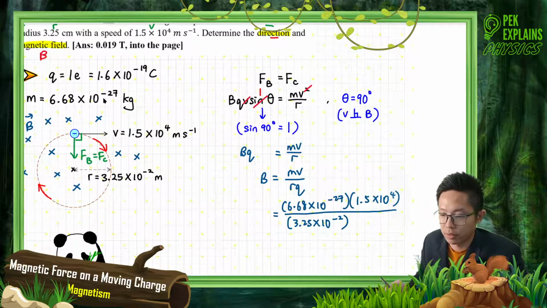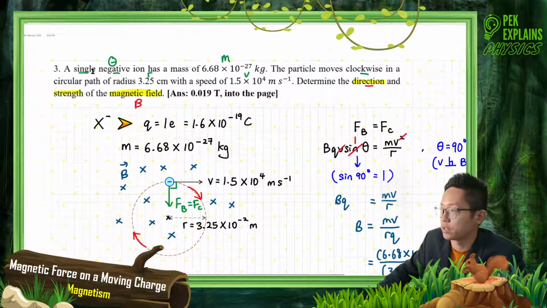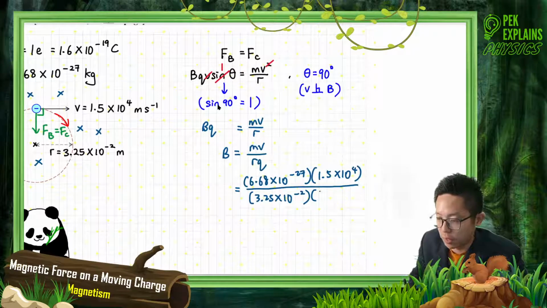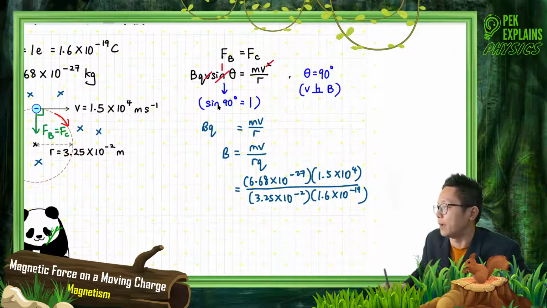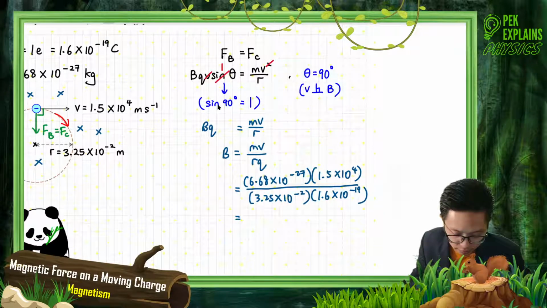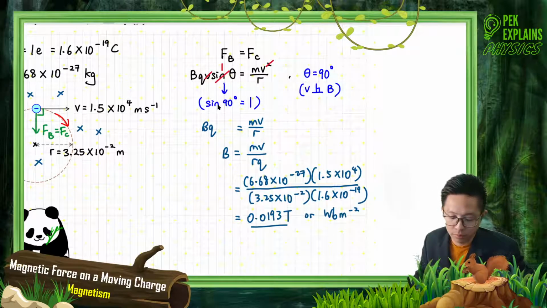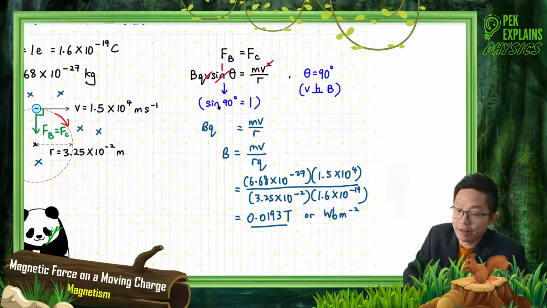Now, how about my charge? This is a single negative charge, meaning one electron: 1.6 times 10 to the negative 19. So what's my magnetic field? I got 0.0193 Tesla. You can also write it as weber per meter squared. It has two kinds of unit, but normally we write Tesla.